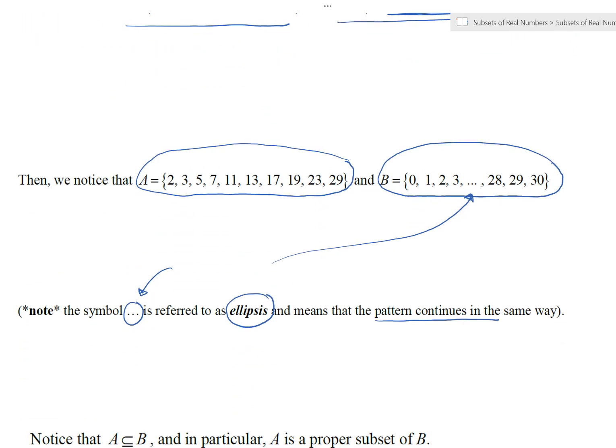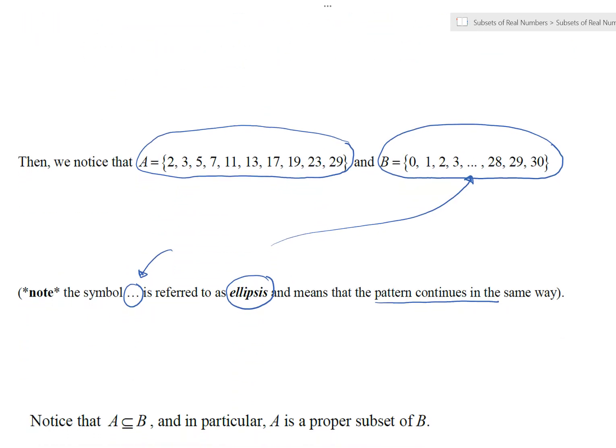Okay, so we have set A, we have set B, and since we're talking about subsets, the one thing I want you to notice is that A is indeed a subset of B here, and in particular, A is a proper subset of B. Everything in A is in set B, right? 2 is in B, 3 is in B, 19 is in B. Even though we don't see it, 17, 19, and so on are all located right there in that ellipsis.